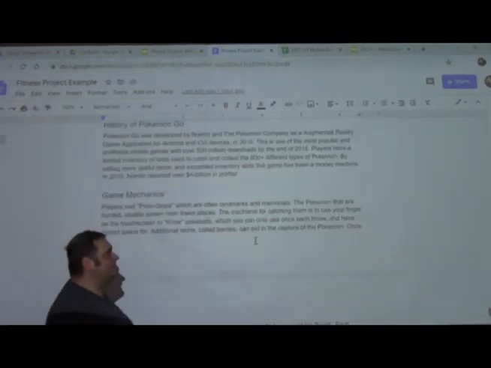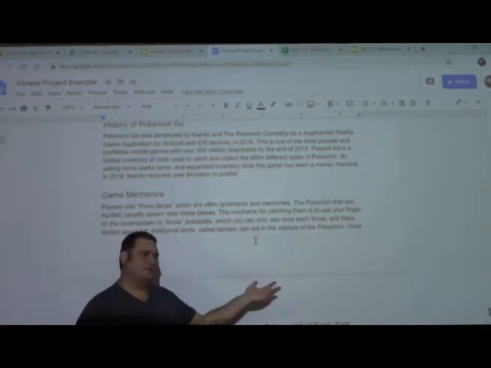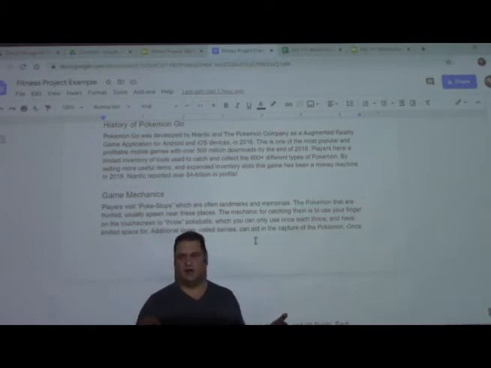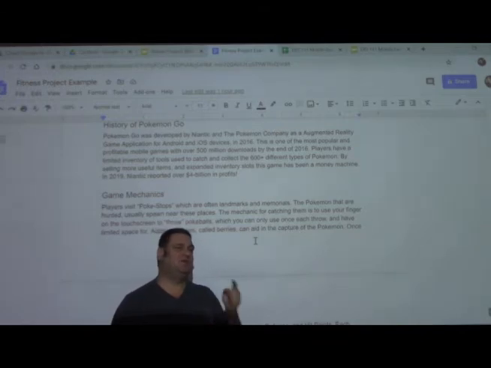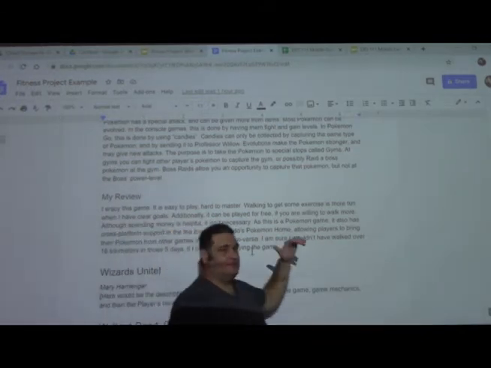I went over the game mechanics. So like you have Pokestops. These are landmarks. It uses the GPS unit in your phone in order to figure out where you are. It also detects your speed. That's a mechanic that's used to keep you from doing it while driving. Finally, I have my review of the game.